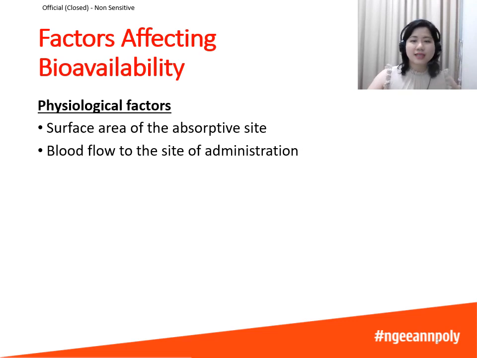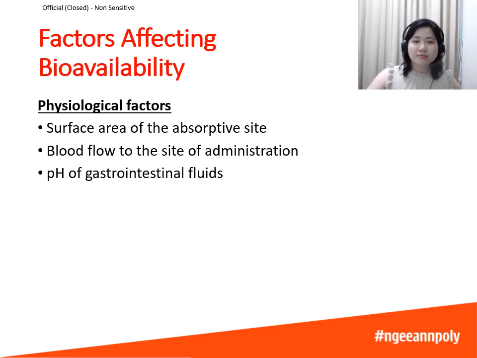The blood flow to the site of administration also affects bioavailability. If the area has many blood vessels, the drug will be absorbed into the blood more quickly. For oral administration, a number of factors affect bioavailability, such as the pH of gastrointestinal fluids. pH affects the absorption of weakly acidic and basic drugs. If you still remember, the unionized form of the drug will be better absorbed because they can cross lipid membranes more easily.